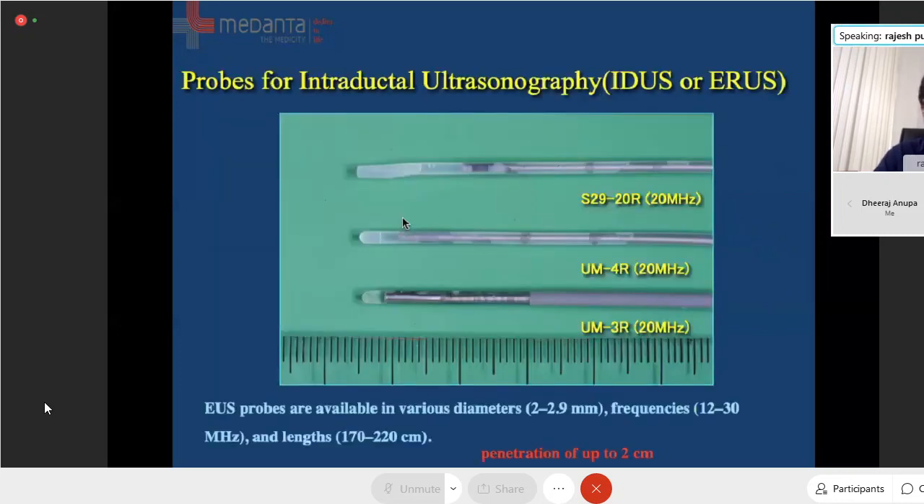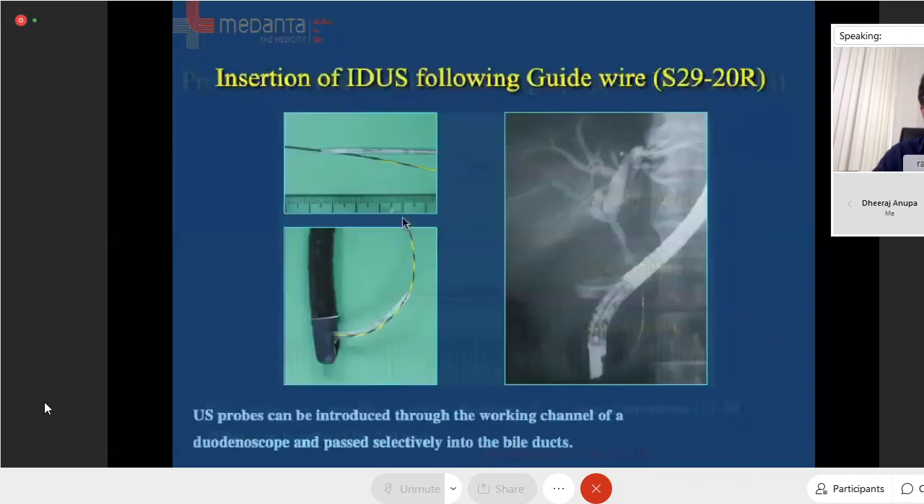These mini probes are in a frequency of 20 to 30 megahertz. Generally, the radial and the linear are available in 7.5 to 12 megahertz, and the mini probes are available in 12 to 30 megahertz. So you can delineate the submucosal lesion, the smaller lesion, or the intraductal lesion very nicely. These mini probes can be used through the biopsy channel of the upper GI scope, or for CBD exploration, you can use them over the wire through the ERCP scope.